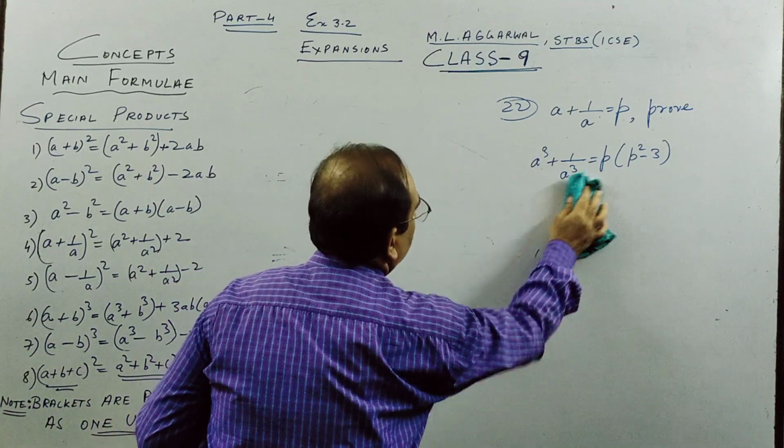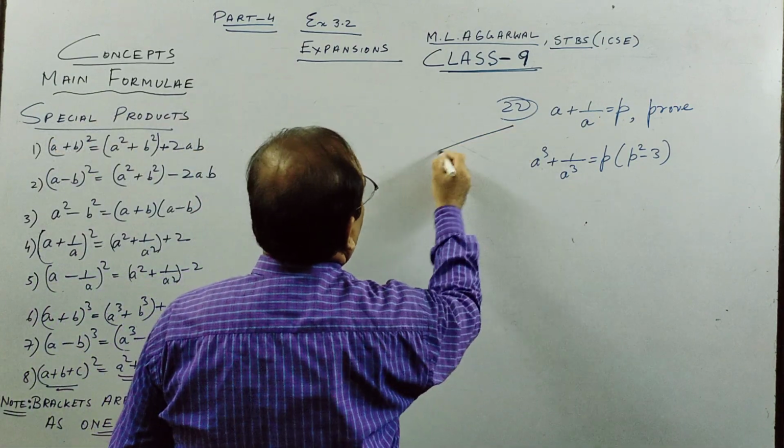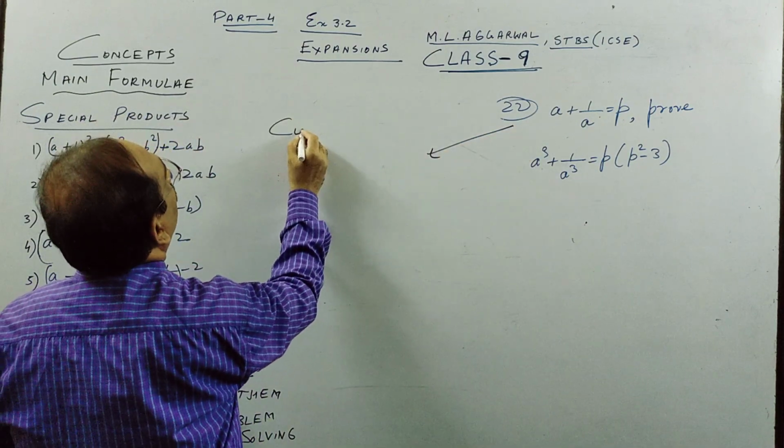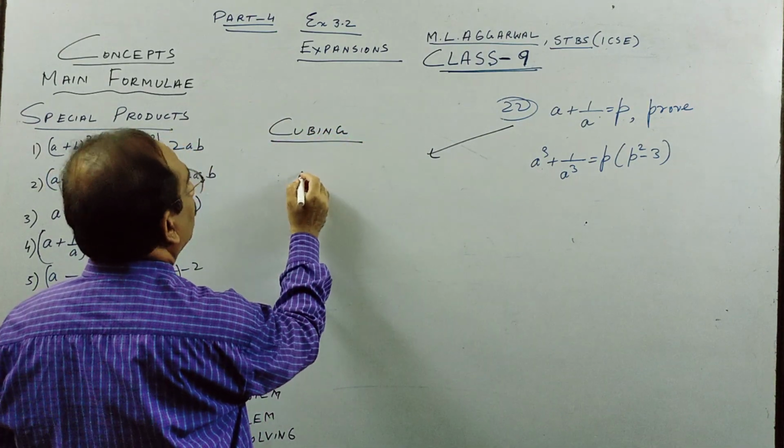So here also, if you see, children, there is cubing. So what we do here, we cube both the sides. So cubing, generally we do on both the sides, never on one side.